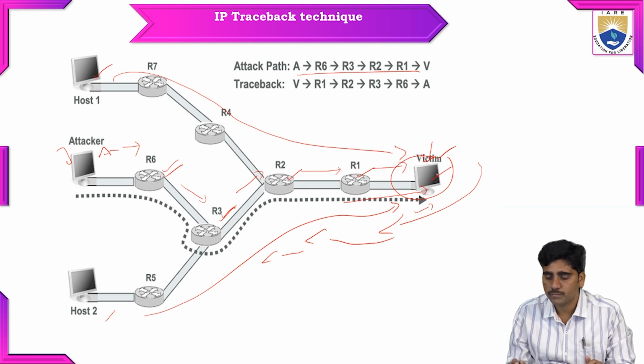So at this moment, the reverse path is what? First, the traceback path is victim to router 1. Then next, router 1 to router 2. Then next, router 2 to router 3. Then next, router 3 to router 6. Then next, router 6 to the attacker's origin place.